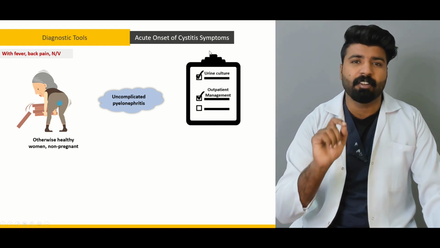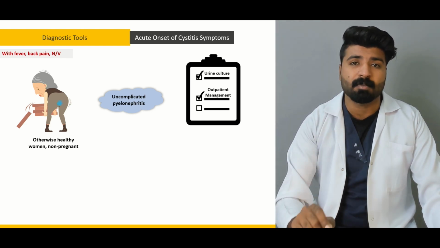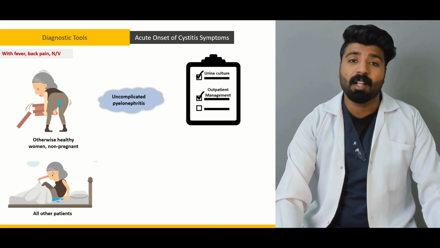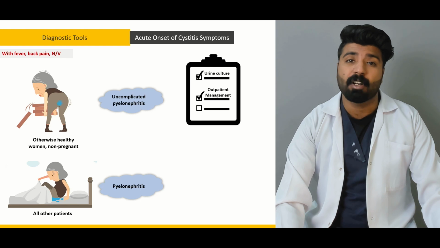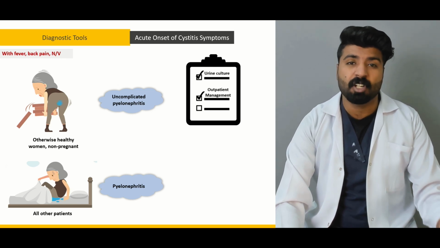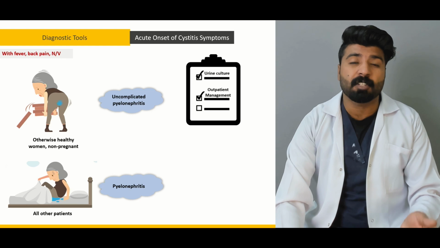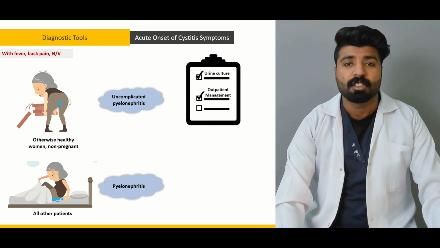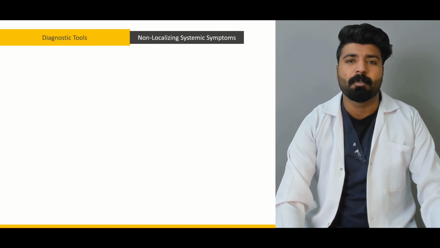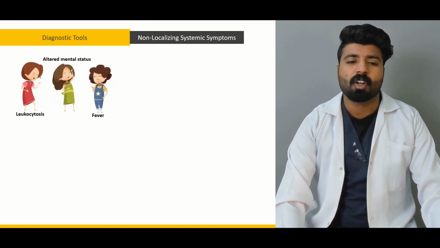So you specifically treat that organism by specific antibiotics. All the other patients are going to be pyelonephritis, not uncomplicated pyelonephritis. Maybe it's a pregnant woman, maybe it's a child, maybe it's an immunocompromised patient, maybe it's someone suffering from diabetes mellitus. So it will be pyelonephritis, and you will go for urine cultures and blood cultures, to see whether the patient has got sepsis or not, whether hematogenous spread is happening or not, and then you will manage the patient.